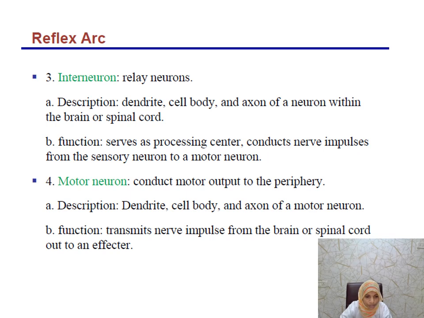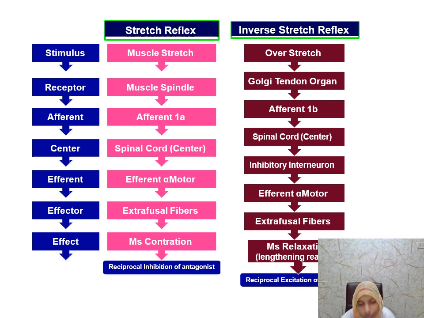Description: the motor neuron can be a dendrite, cell body, and an axon of a motor neuron. Now this is the flowchart showing the stretch reflex and the inverse stretch reflex. So the inverse stretch reflex is the topic of our concern today.